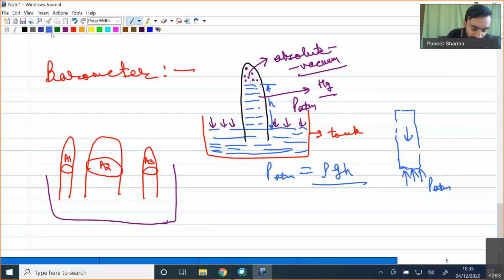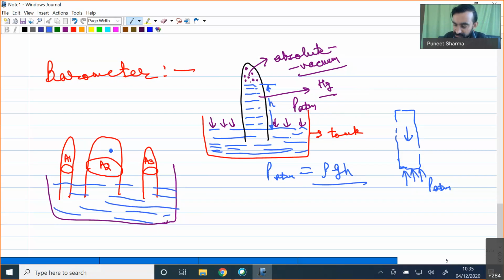Because the weight of the liquid is balanced, while drawing the free body diagram for calculation of the volume raised in this particular tube, we will have area into height, and for pressure we will have force over area. So both areas will cancel. So we can use any size of tube while devising a barometer.